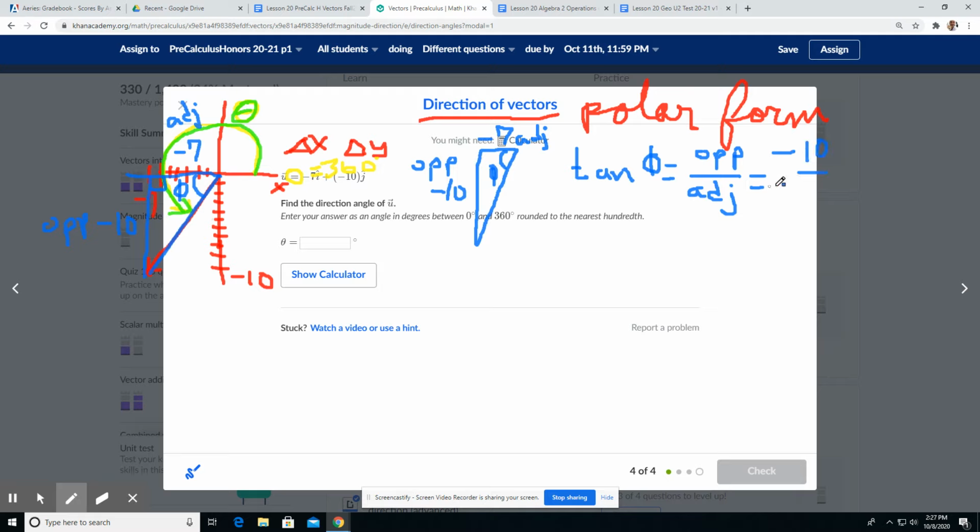Our adjacent side is -7. All right, so we'll do arctan to both sides. So that gets rid of the tangent, and we have phi equals, and then what we do to one side, we do the other. So we have arctan, or tan inverse, of 10 over 7. I'm going to go ahead and just get rid of those negatives, a negative and a negative make a positive.